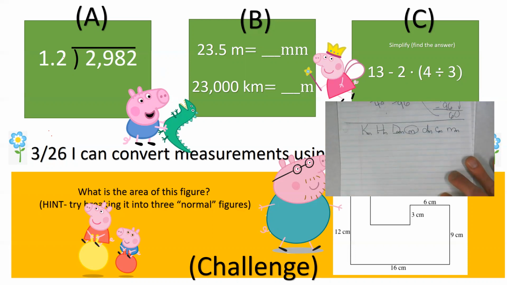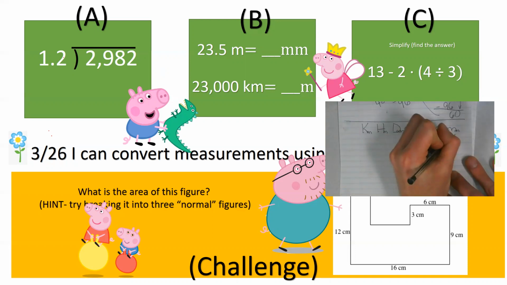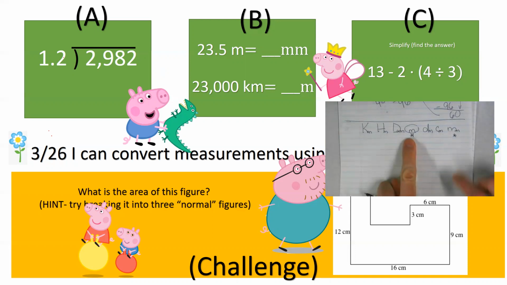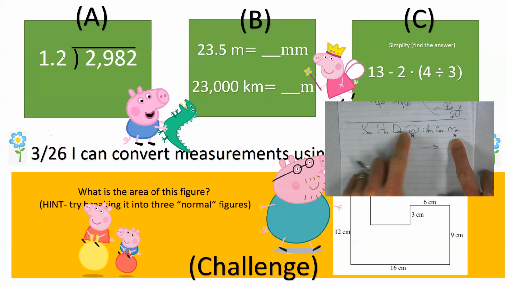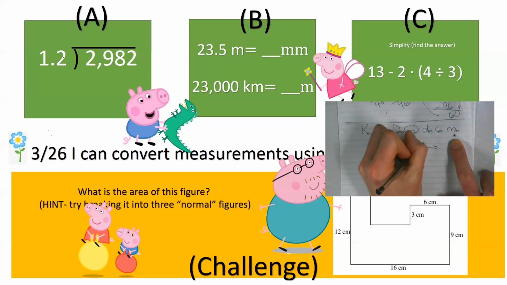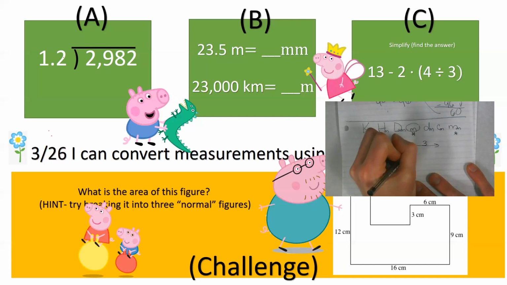Okay, now we're going from meters to millimeters. So we're going from here to here. We're going to move right. And how many are we going to move right? 1, 2, 3. We're moving right 3. Okay, so now I'm going to write down 23.5. And I'm going to follow my directions. My directions say move right 3, so I'm going to move right once, twice, 3 times.